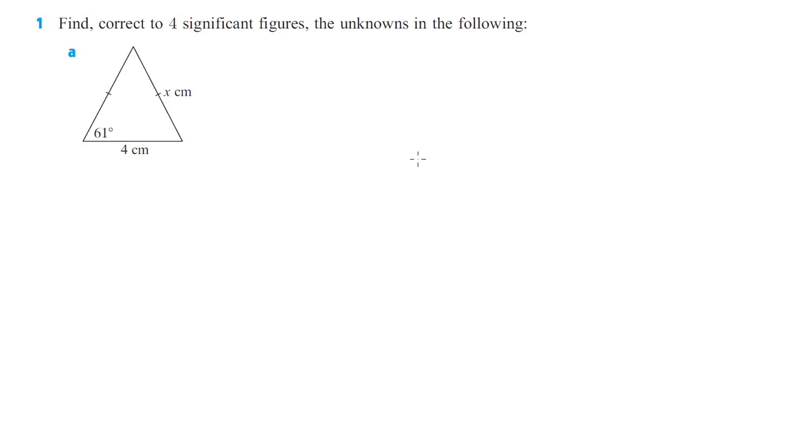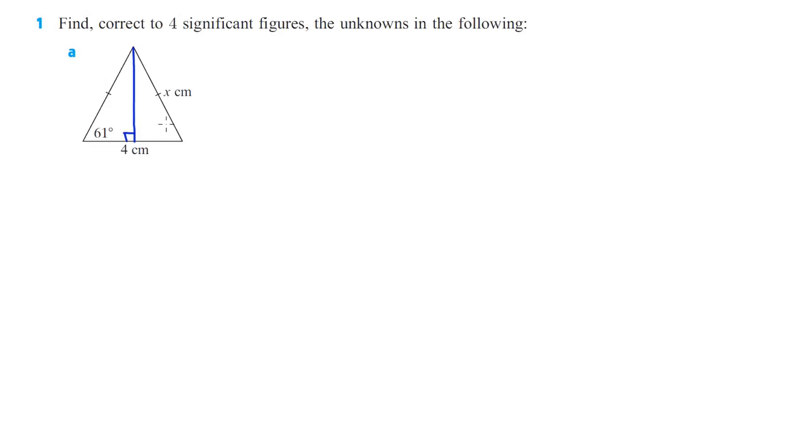So let's start here with number 1. Find, correct to 4 significant figures, the unknowns in the following. So they want to just know what this side length right here is. Now, this whole chapter, if you'll remember, is dealing with right angles. And if you'll notice, right now we don't have any right angles. So what we need to do is create a right angle. So if we just take this here, create a right angle right there.